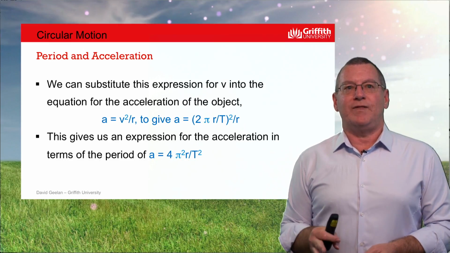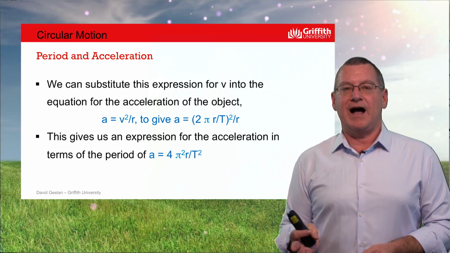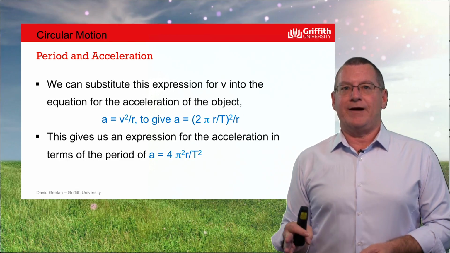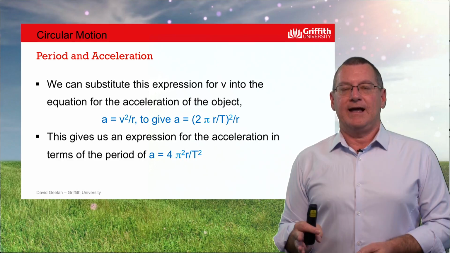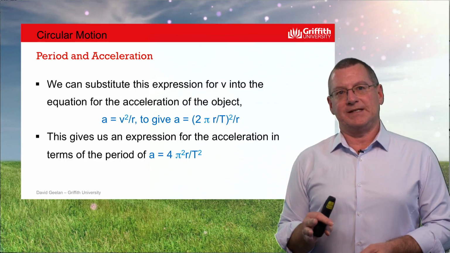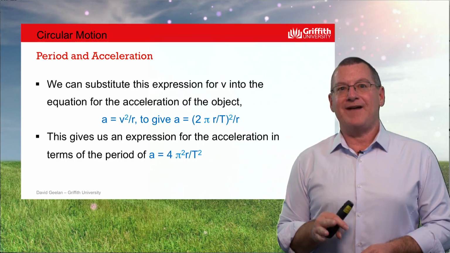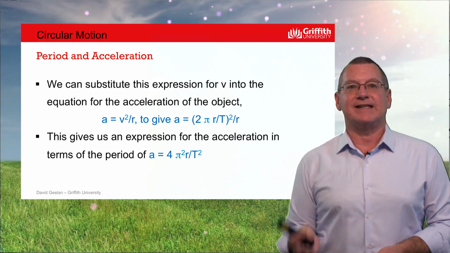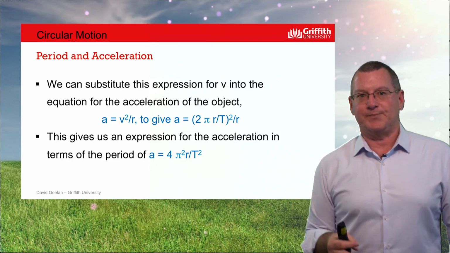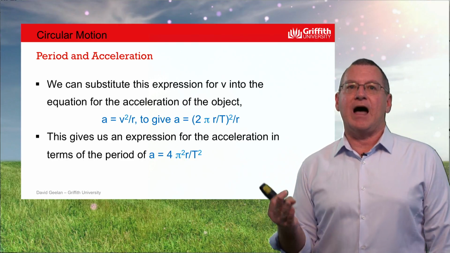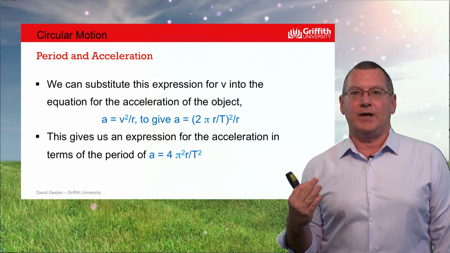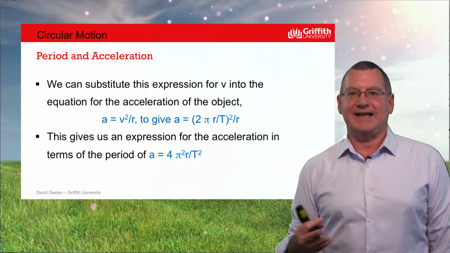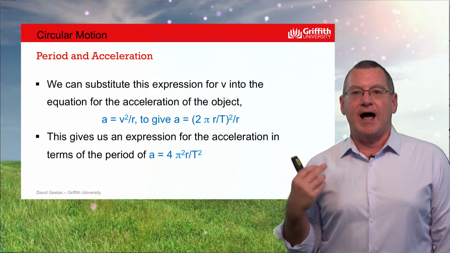So we can substitute that into a equals v squared over r, because we just had an expression for v. If we substitute that in, square it out and reorganize it, the top is the one where we haven't quite cancelled everything out, so the bottom equation is the one to look at. So the acceleration can also be expressed as 4 pi squared r over T squared, in terms of the period rather than in terms of the velocity.